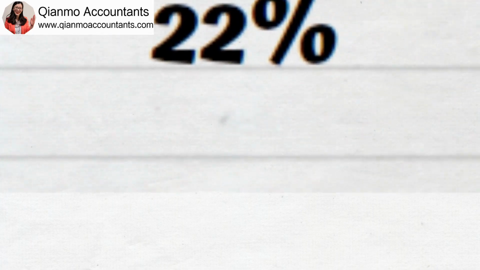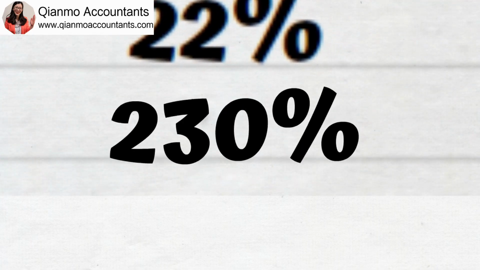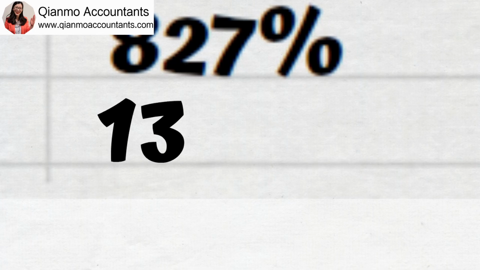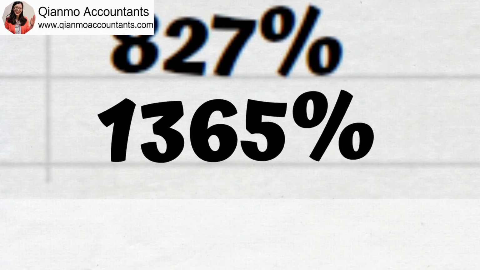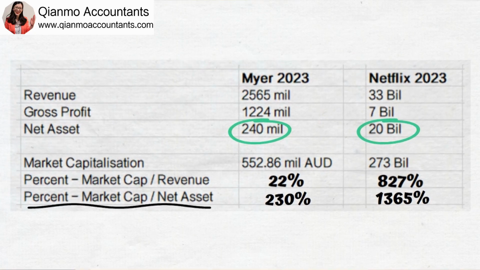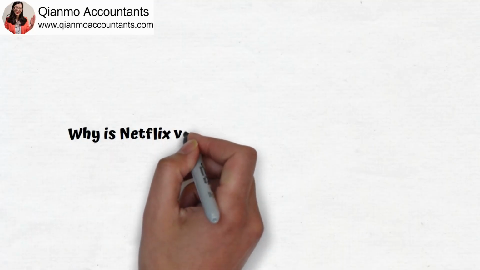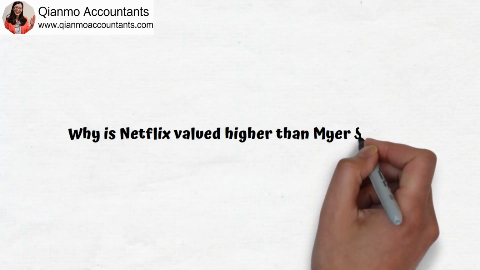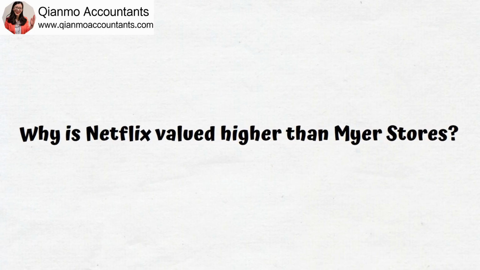Maya's market cap is about 2.3 times its net assets, and Netflix's market capitalization is 13.65 times its net assets as of the end of financial year 2023. So both are successful businesses. Maya even has such strong brand recognition that it has operated for over 100 years. But why is Netflix valued so much higher than the traditional department store?